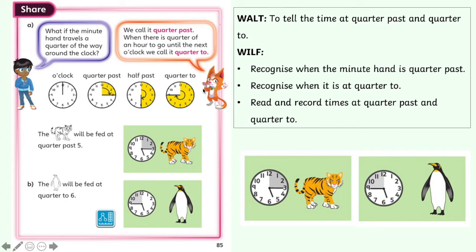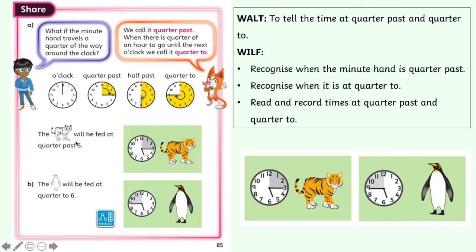There's some examples of those times here. This is o'clock, when the minute hand is pointing straight up at the start of the hour. When it's travelled round a quarter of the way, so it's pointing towards the number 3, then we say that that's quarter past the hour, or the o'clock. And then we met this one yesterday. This is when it's gone halfway round. This is half past the hour. And when it's only got a quarter of the way to go, we call it quarter to the next hour.